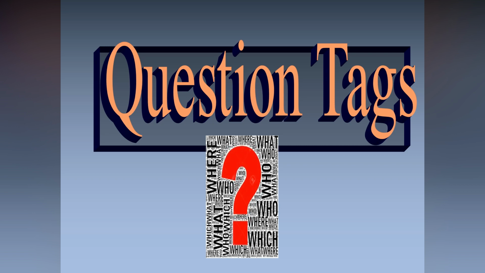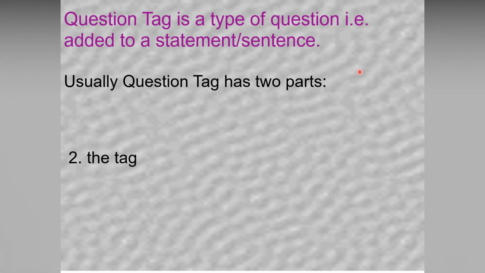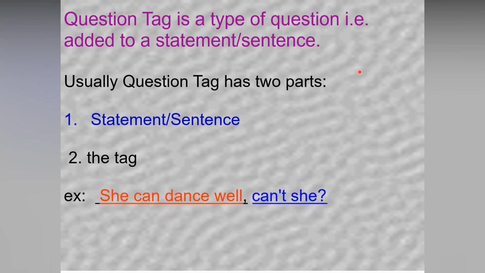Okay, a question tag is a type of question that is added to a statement or sentence. Usually a question tag has two parts, the statement or the sentence, and the tag. You see this. This is the statement and this is the tag.